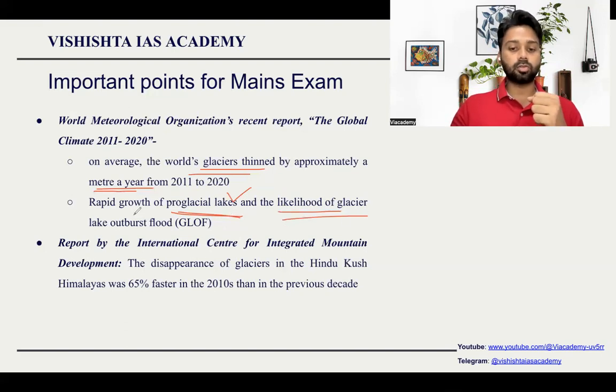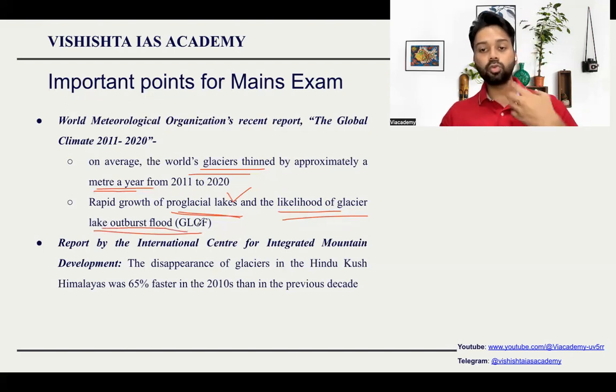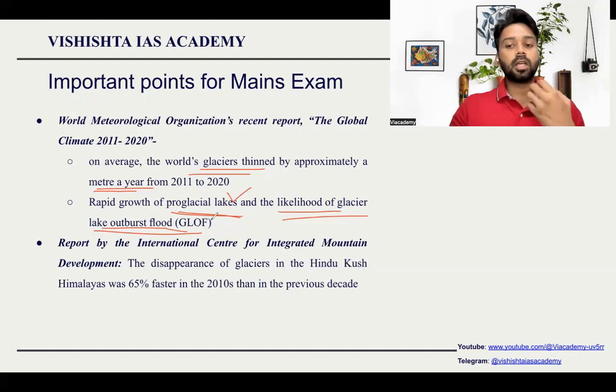Such lakes are also associated with glacial lake outburst floods. Due to such immense amount of melting, floods are also happening. We call it with the term glacial lake outburst flood. This you should be knowing.